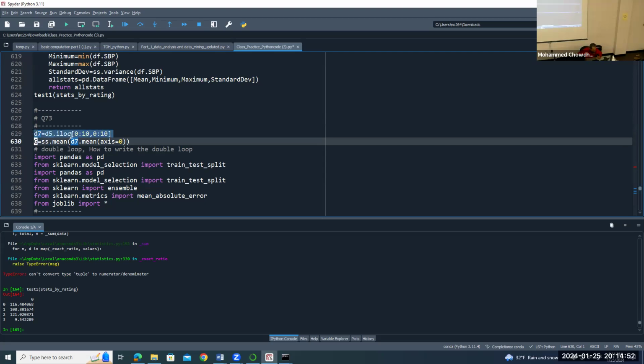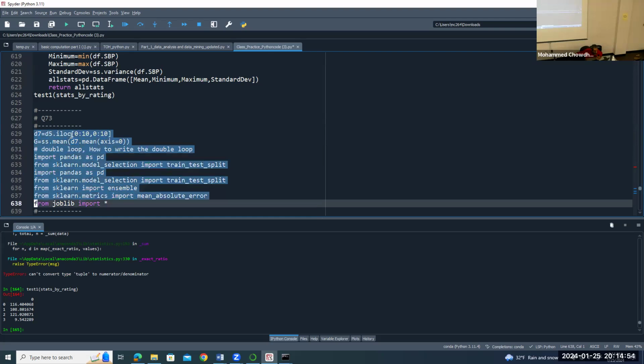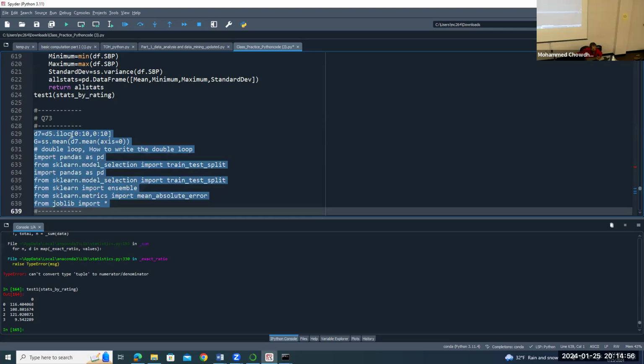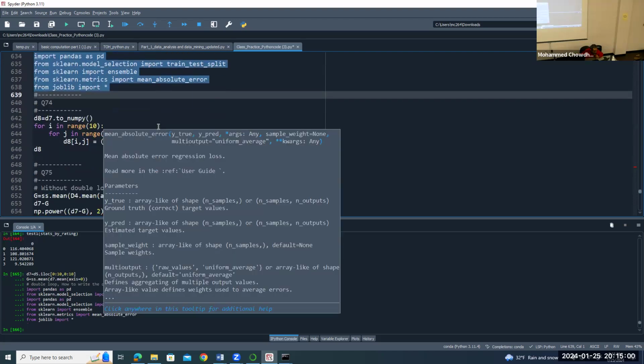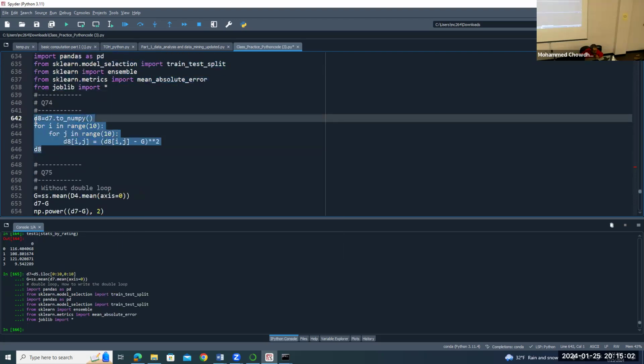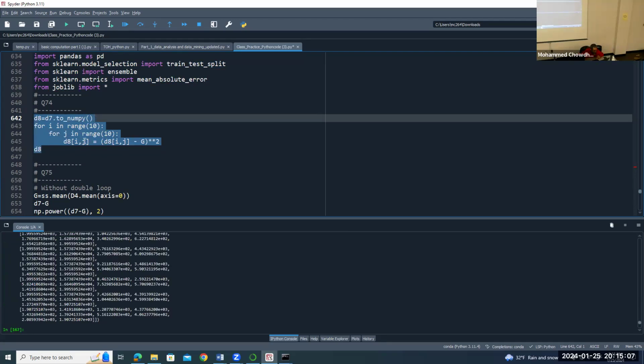So we should not be worried about this one. So this is the double loop one that I wanted to mention. 10 rows, 10 columns I have taken, and then finding the grand mean. And after finding the grand mean, we are just subtracting the grand mean from them.